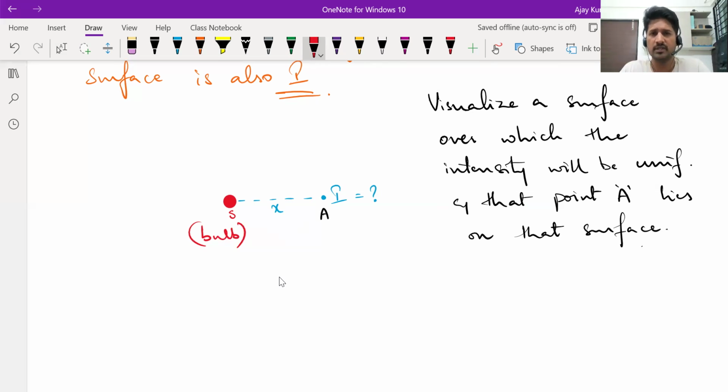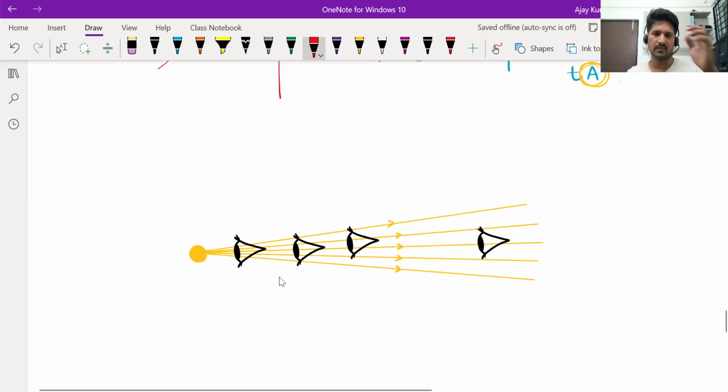How should those points be arranged? Let's say it should be equidistant from the bulb. Good. It should be equidistant, and it should surround it in a circular path kind of.